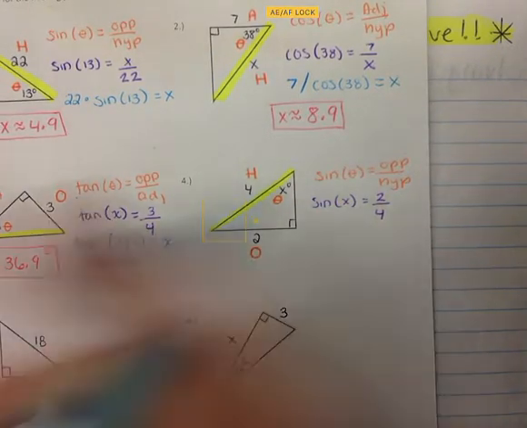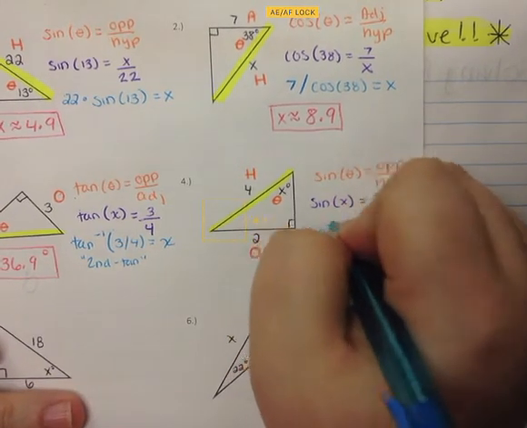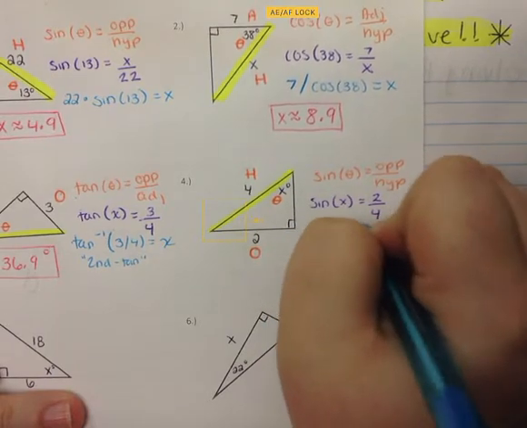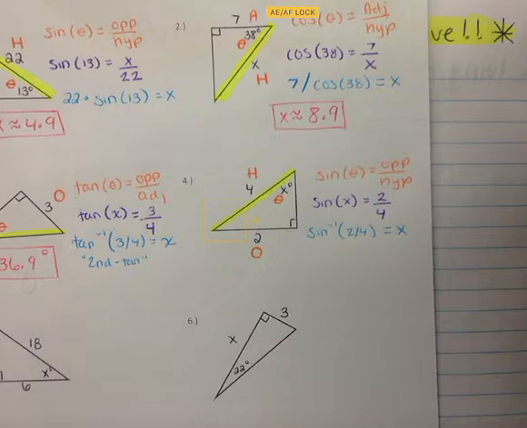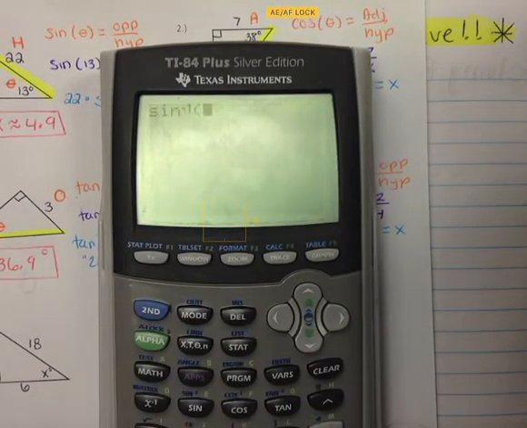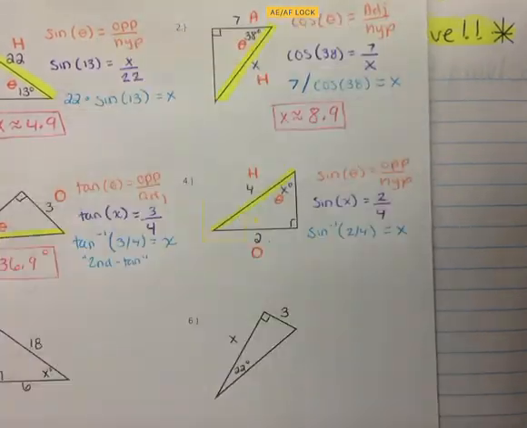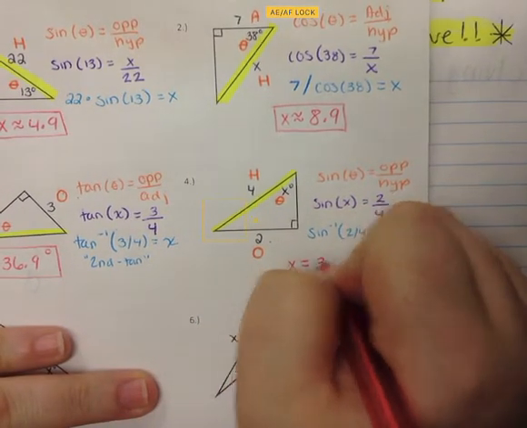So since we're finding x, our theta, we have to do the sine inverse of that fraction. So it's just 2 over 4, and that will give us our x. So again, that's the second sine. If we do second sine of 2 divided by 4, close parentheses, that'll give us an exact 30. So that's 30 degrees. So x is actually equal to 30 degrees.